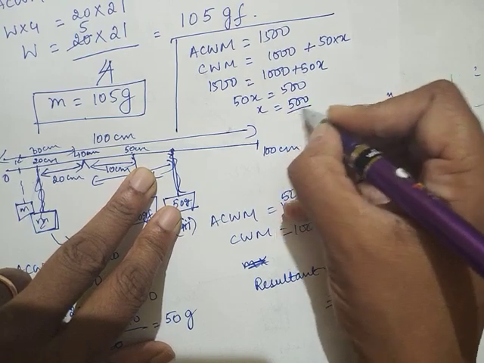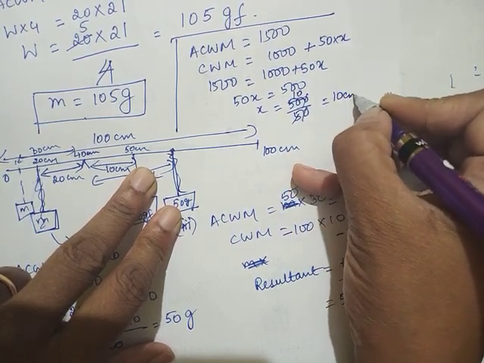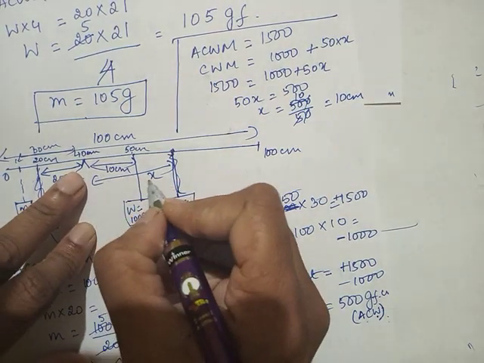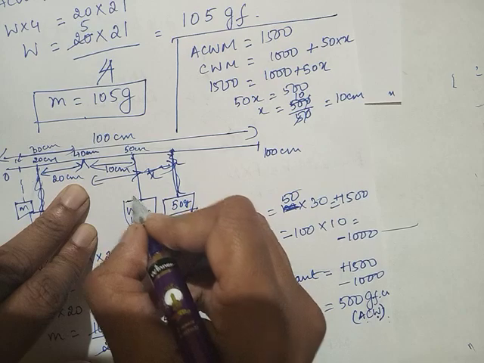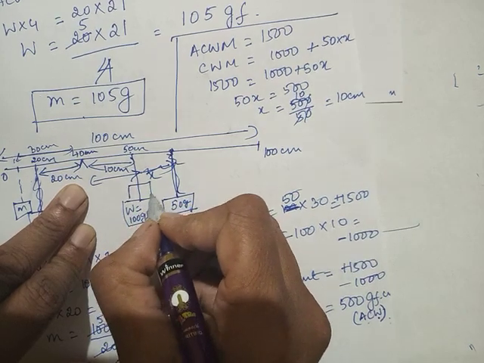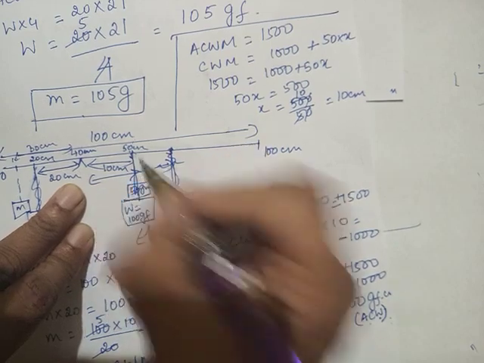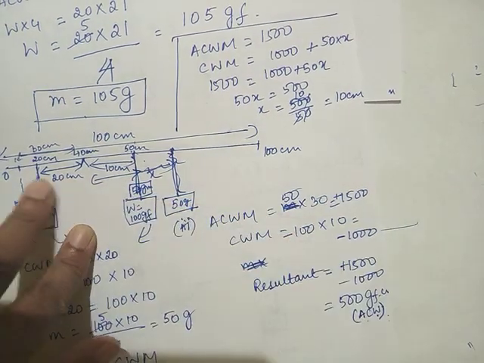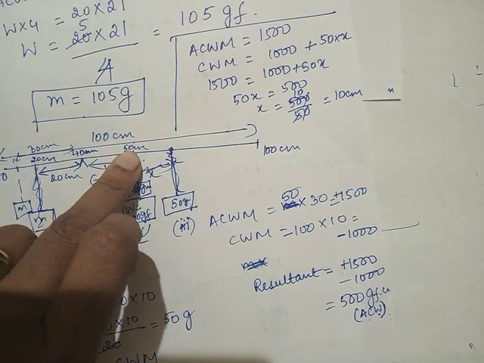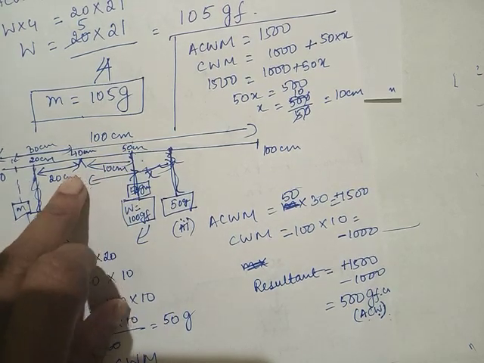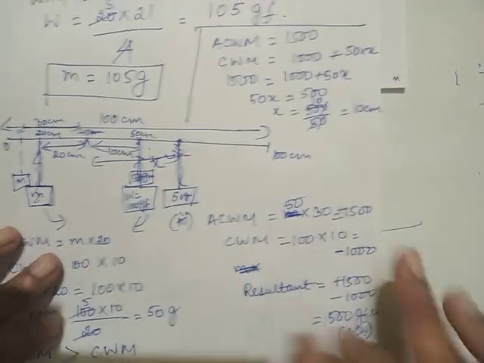upon 50, that is 10 centimeter. So 10 centimeter from the pivot. That means it has to be hung here. So your 50 gram mass has to be hung from the 50 centimeter mark. So the answer will be by suspending the mass 50 gram at the 50 centimeter mark or 10 centimeter to the right of the pivot. Any way you can write.